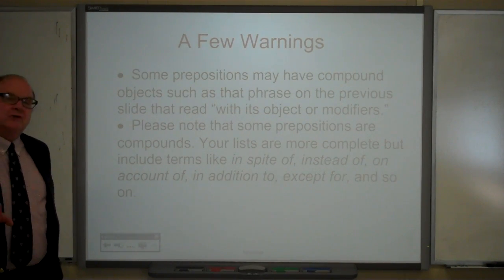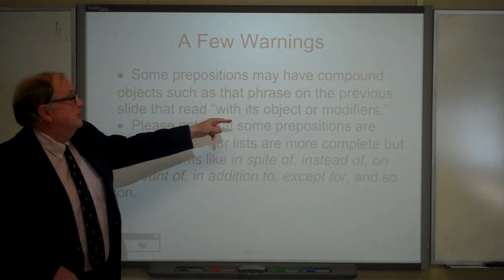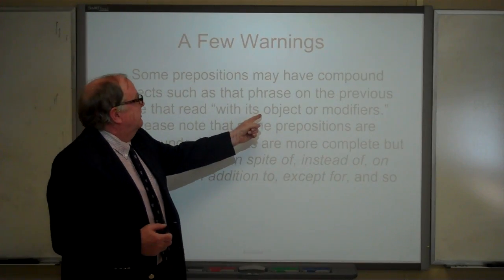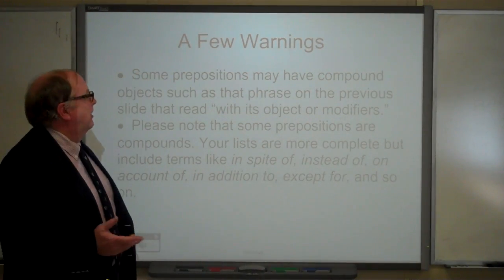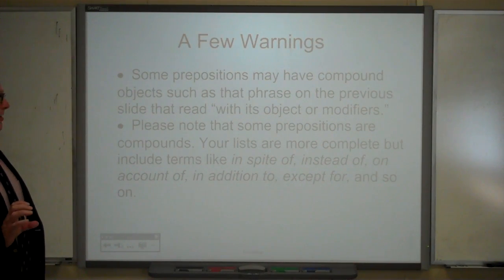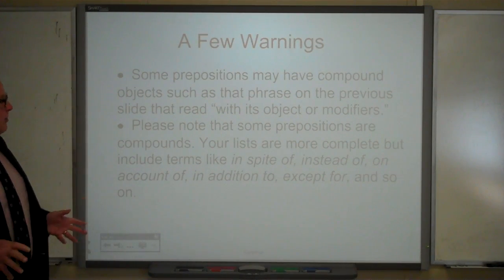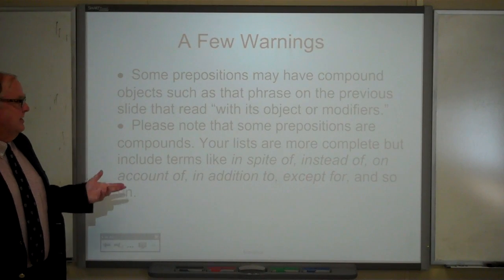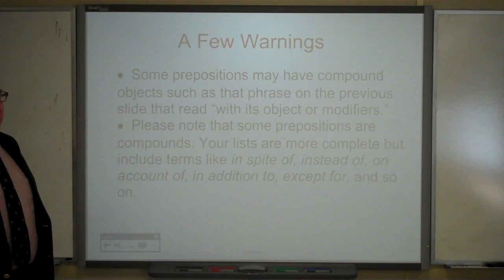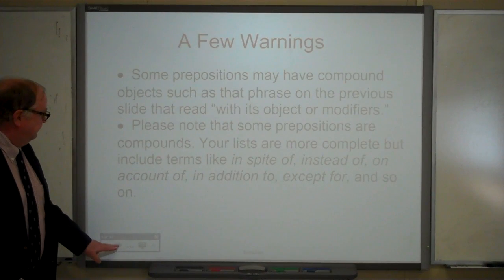Now, some prepositions may have compound objects, such as that phrase we just saw, with its object or modifiers. In this case, single preposition, but both object and modifiers are part of the phrase, 2 compound objects. And then also, as mentioned before, some prepositions are compounds. Lists are more complete, but include words or phrases like in spite of, instead of, on account of, in addition to, except for, and there are a few others, like in front of that we saw.